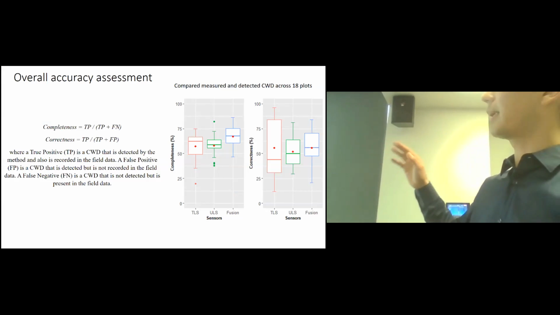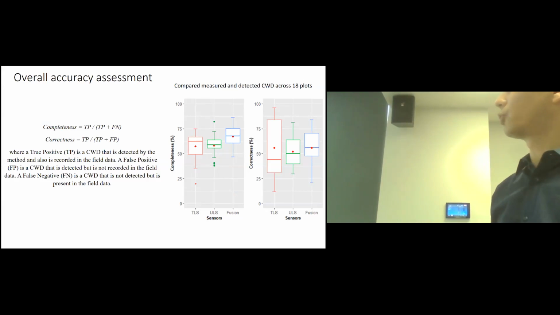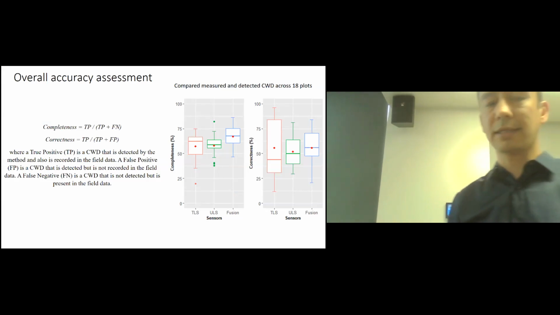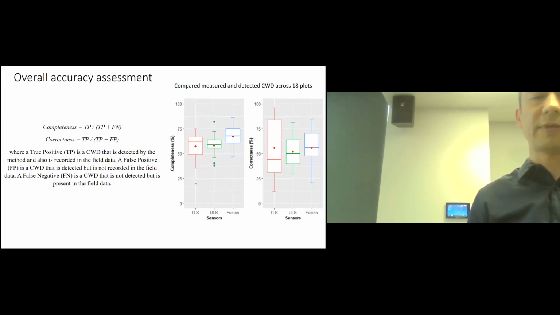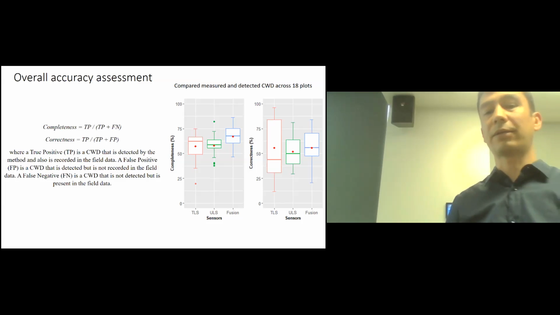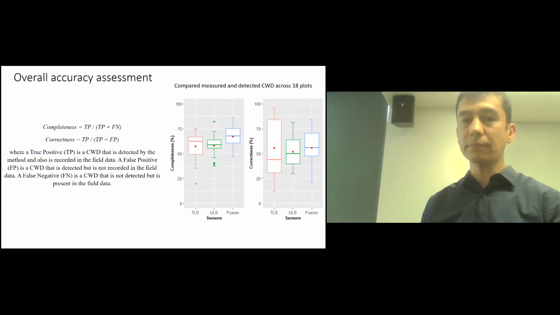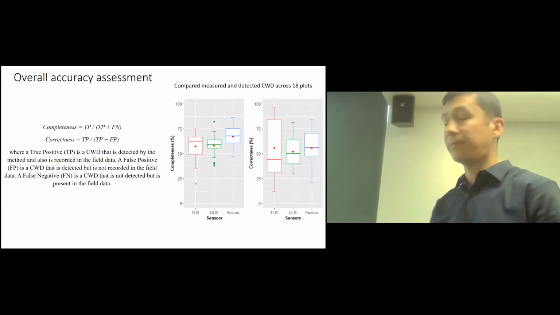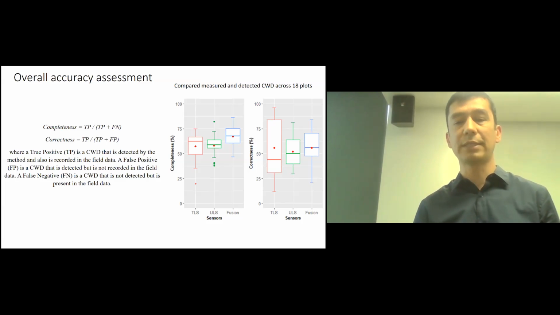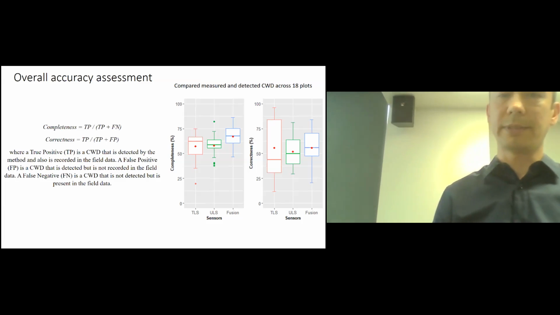Completeness is true positive divided by true positive plus false negative. True positive is correctly identified coarse woody debris. False negative is what was measured in the field but was not detected by the algorithm. And correctness is true positive divided by true positive plus false positive. False positive is falsely detected coarse woody debris, basically.